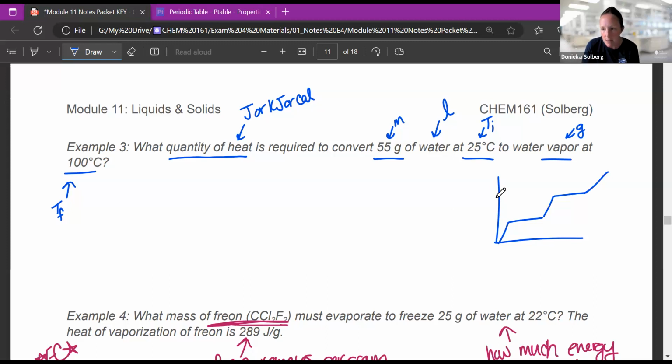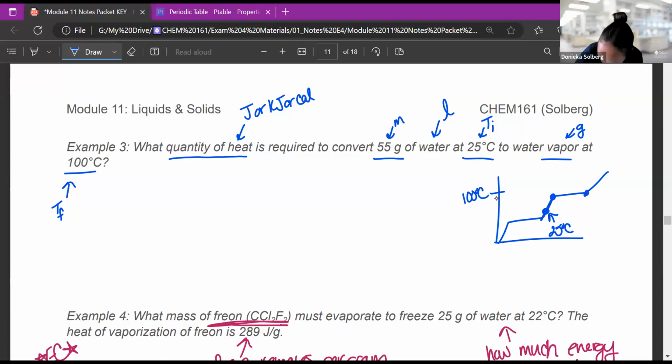Now, where are we at? 25 degrees Celsius is liquid. This is where my liquid is. So I'm somewhere right there. Okay, we'll call that one 25 degrees Celsius. So I'm going to have to heat it up to what temperature? Well, we boil at 100 degrees Celsius. Okay, and that's where I'm ending, except that I also want to vaporize it.